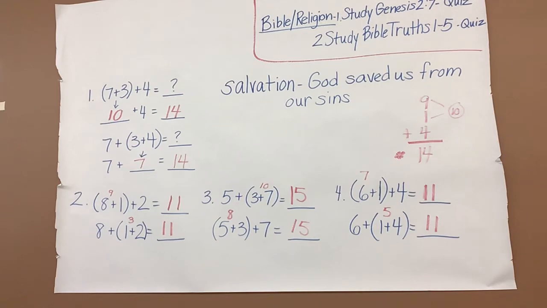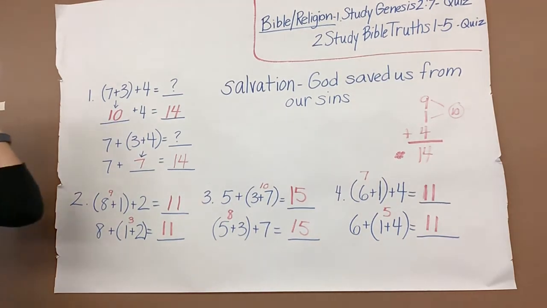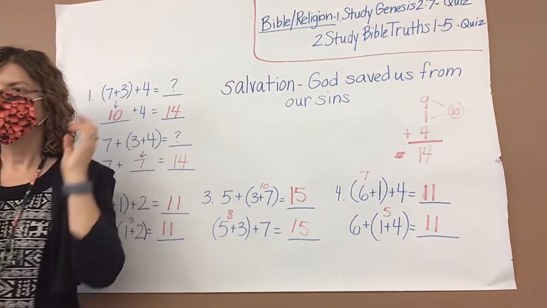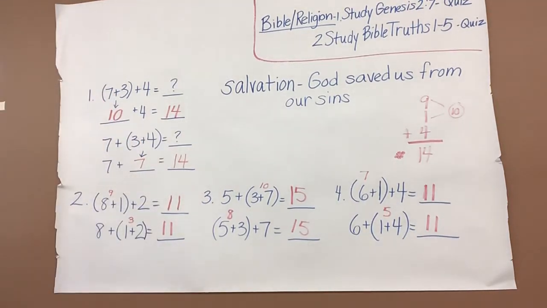Alright, the next one is 5 plus 3 plus 5 plus 6. What two numbers add up to 10? 5 and 5. 5 and 5 are 10, and that leaves you with a 3 and a 6. What would 3 plus 6 be? 9. 10 plus 9? 19. Excellent. What was the last one?